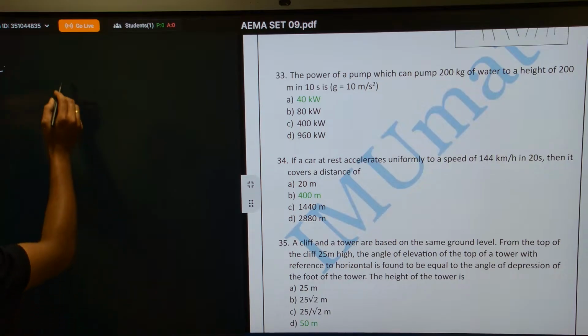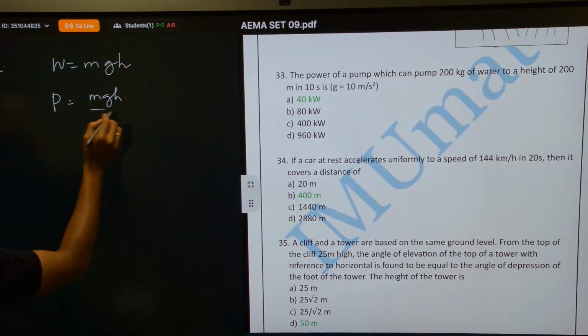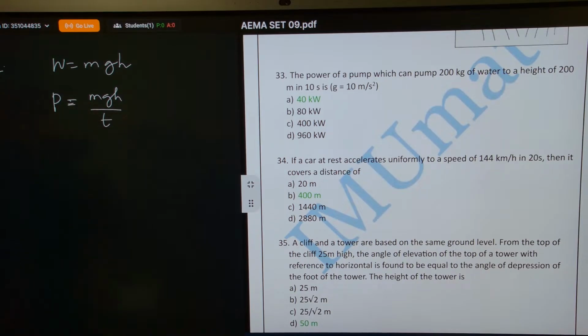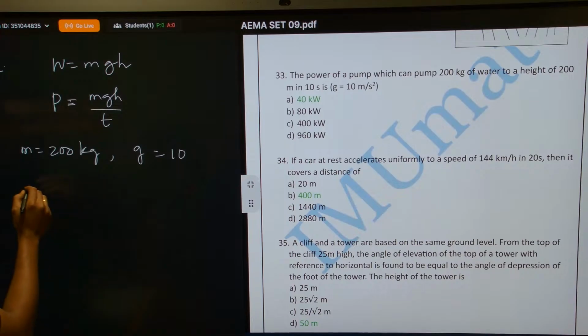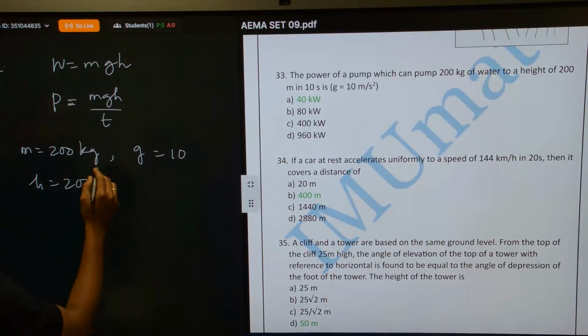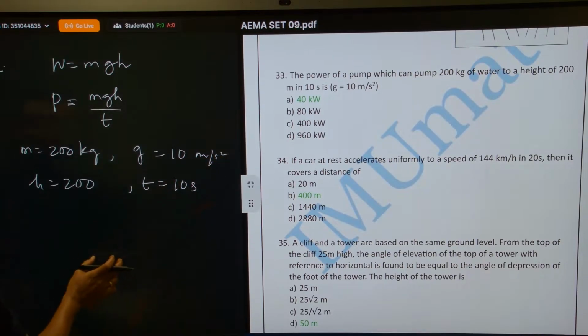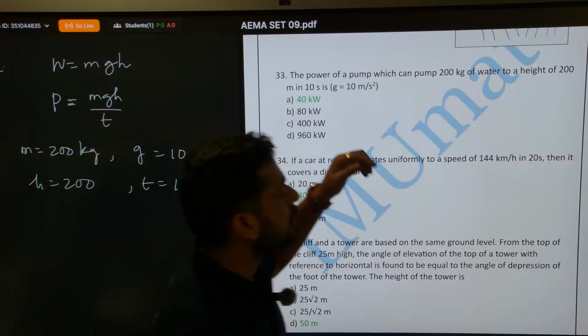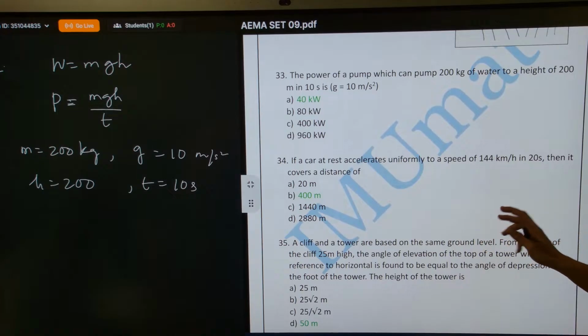Work done equals mgh. So power equals mgh by t. Use the formula, and I will put the whole thing here. Mass means how much? 200 kg. Use g as 10. What is the height? 200 meter. And time is... though it is not our concern today, just use the formula, we'll get the answer. Just write it down, you will solve it. I think it will come 40,000 something, dividing with 1000 we'll get 40 kilowatt.